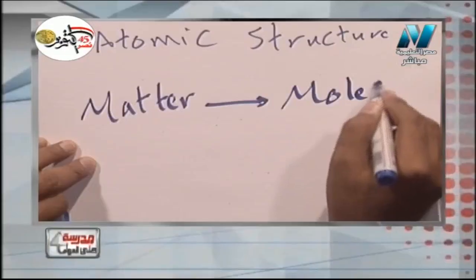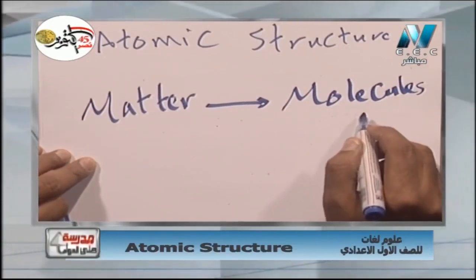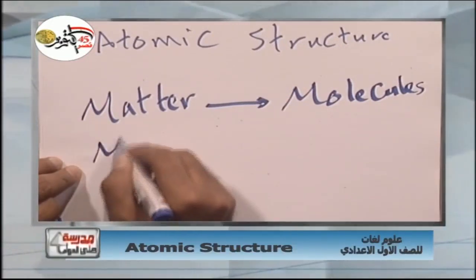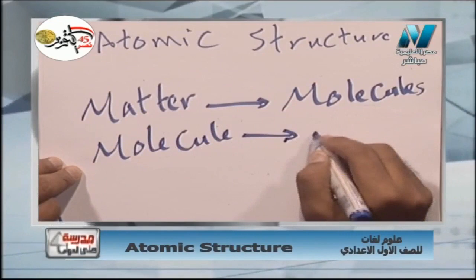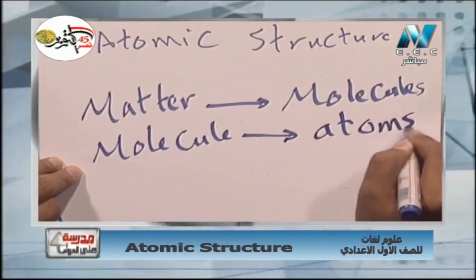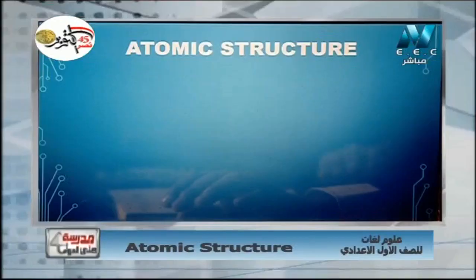Atomic structure. As we said last time, matter consists of molecules. The molecule is the smallest part of matter that can exist freely. But a molecule consists of smaller particles that are called atoms. Today we're going to talk about the atomic structure, the structure of the atom, as you see with me on this monitor.